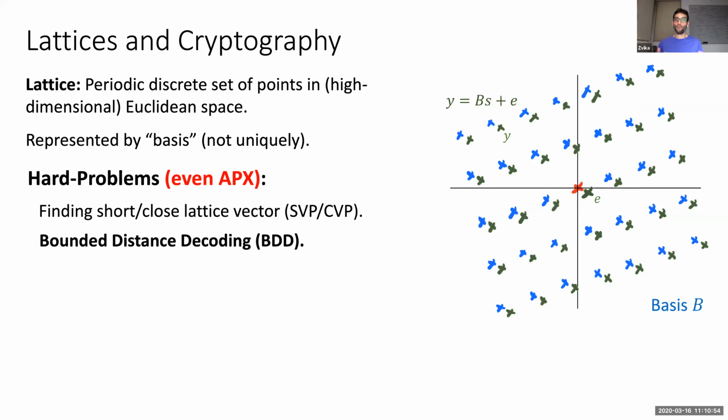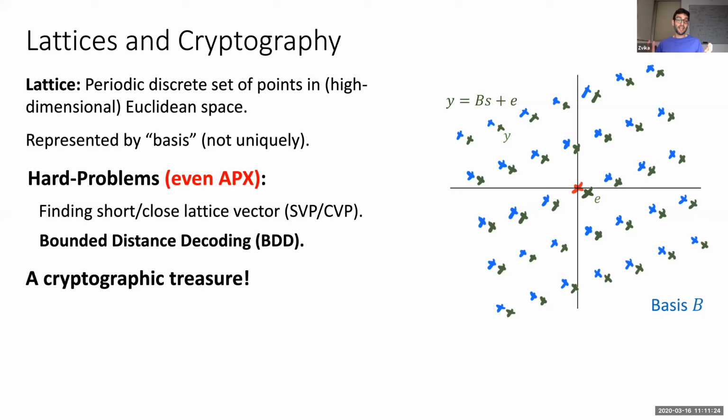And the goal is to sort of recover the value. The notion of approximation here, so the approximate version of BDD, actually refers to how close the point y is to a lattice point compared to the second closest lattice point to y, or the minimum distance between two lattice points. So how extreme we get in enforcing this promise that the target point is close to the lattice.